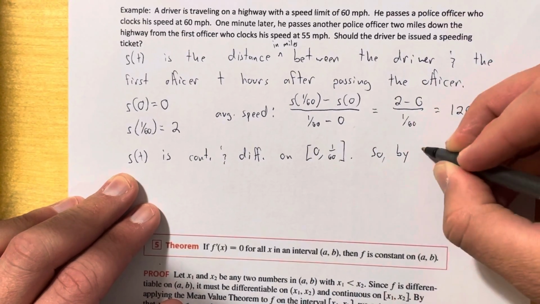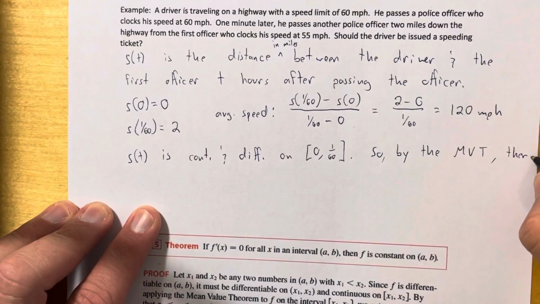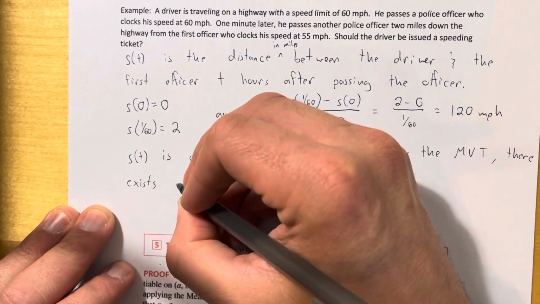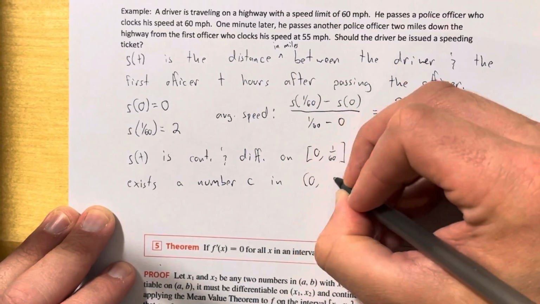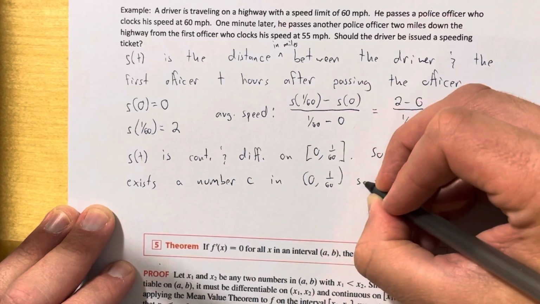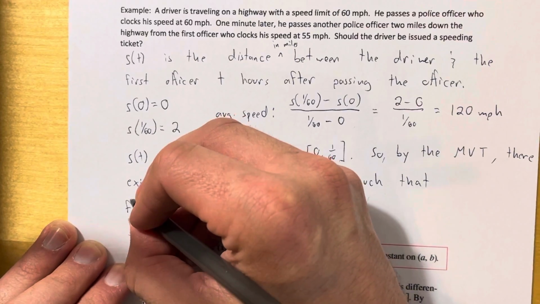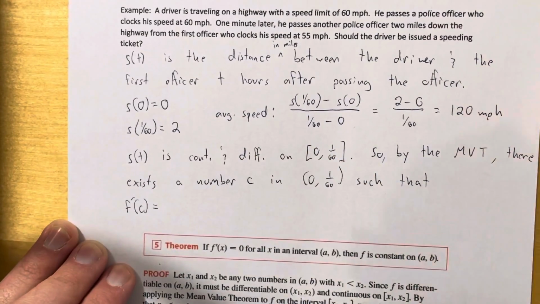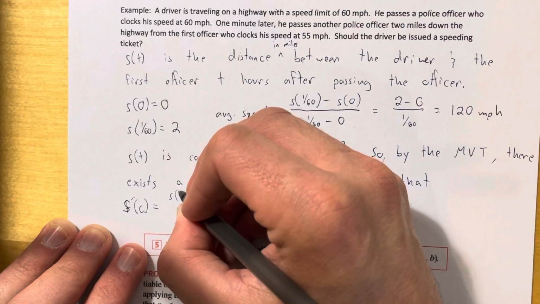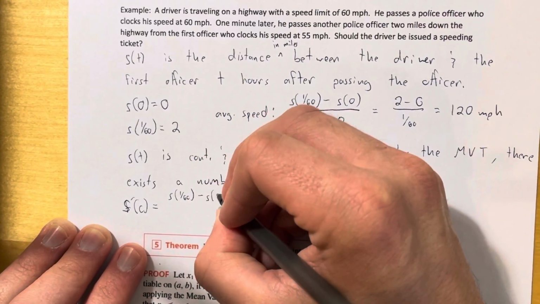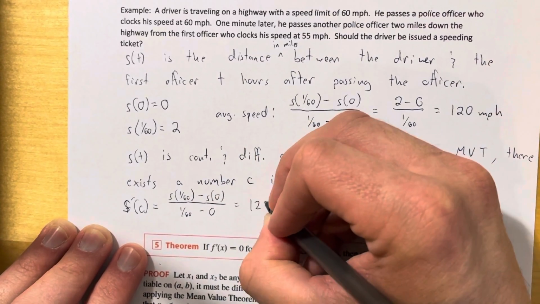So by the mean value theorem, there exists a number c in the interval from 0 to 1/60th such that f prime of c, rather, we're calling our function s, S prime of c is equal to s of 1/60th minus s of 0 over 1/60th minus 0, which we just showed was 120, right?